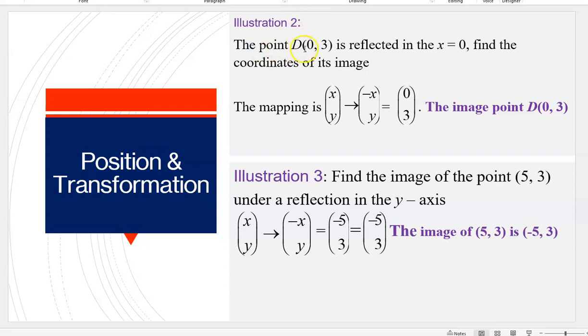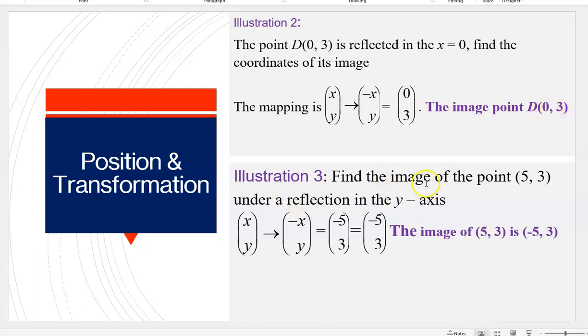Illustration 2. The point D, 0, 3 is reflected in the x-axis. Find the coordinates of its image. This is the mapping. When we substitute 0, 3 into the mapping, we were supposed to get negative 0 and positive 3. But we don't have negative 0 in mathematics. And so we have 0, 3. Do not attach negative to 0. Therefore the image point D is 0, 3.